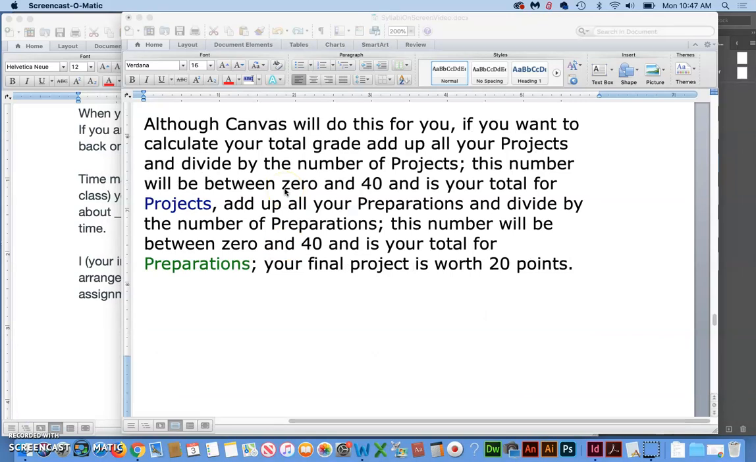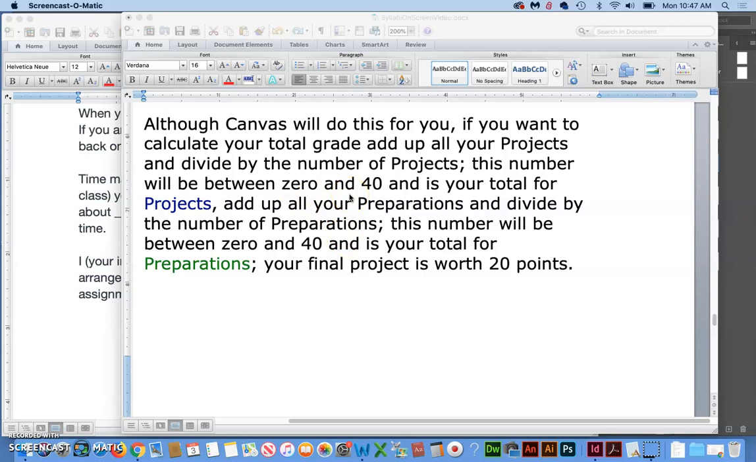For example, if you don't have the final project completed yet, you won't have a grade that's really low because the final project isn't in there. Canvas will calculate your grades and show you what your grade would be if I had to give you a grade right now without the final project. So it's a very good way of keeping track of your progress in the class.